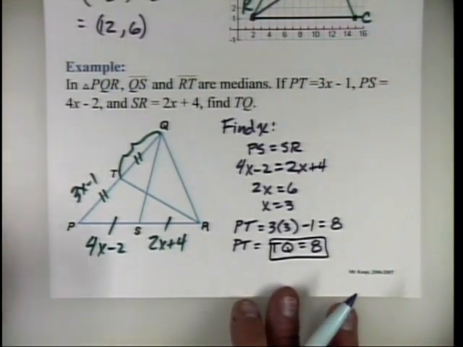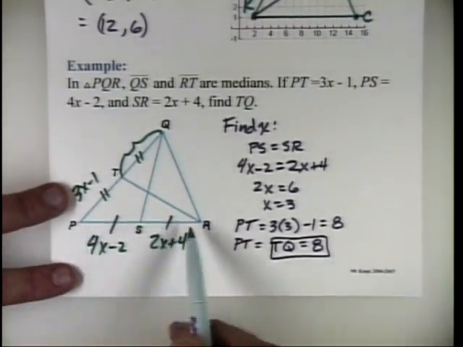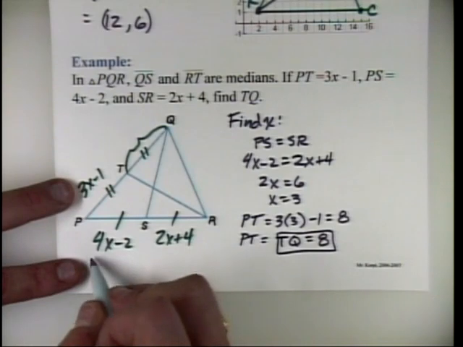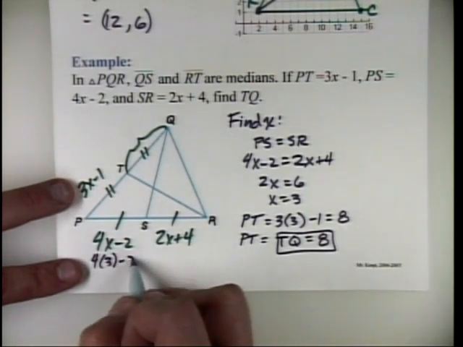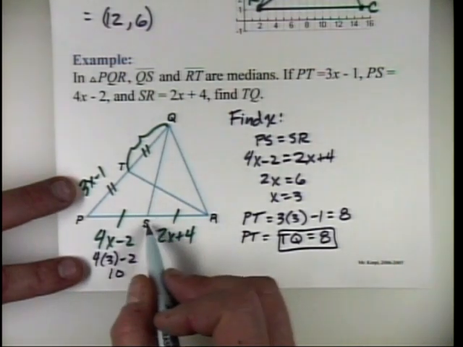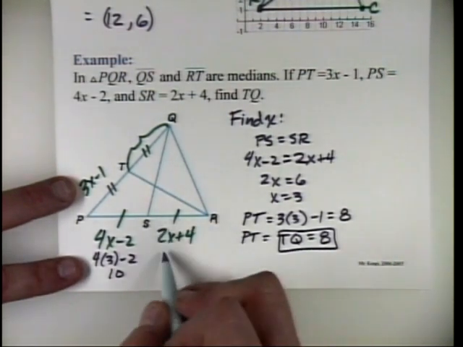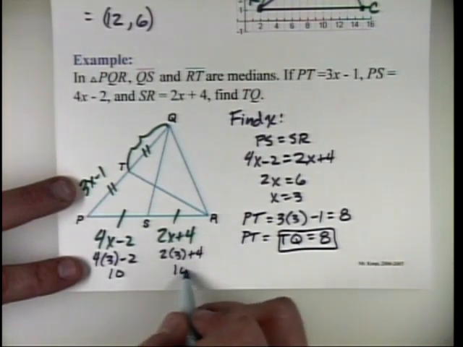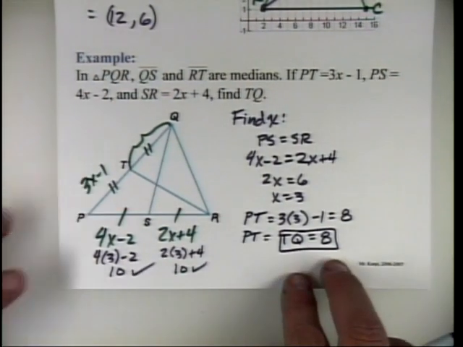Now if you have time, it'd be worth verifying that the measures of PS and SR are actually the same because I know what x is. So this would be 4 times x minus 2. That would be 12 minus 2, or 10. And if I plug it into the expression for segment SR, I get 2 times 3 plus 4, which is 6 plus 4, or 10. And that way we know we're doing the right work here.